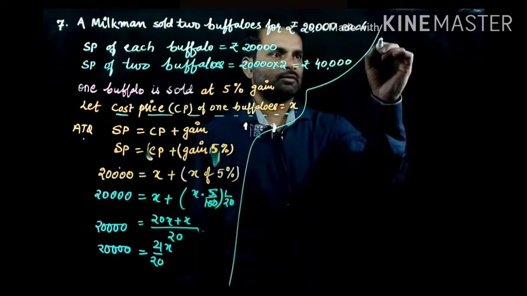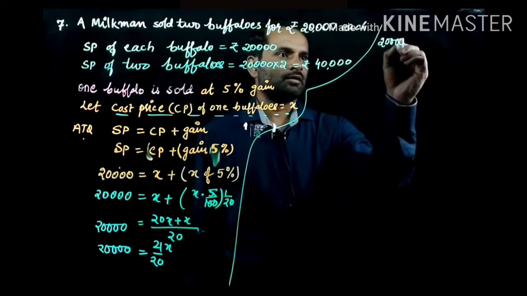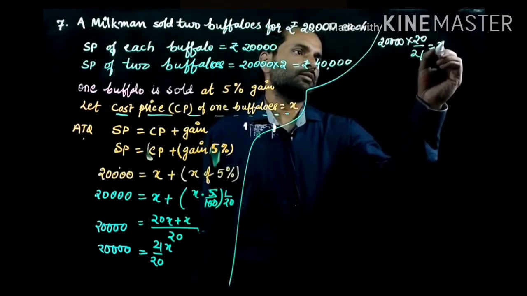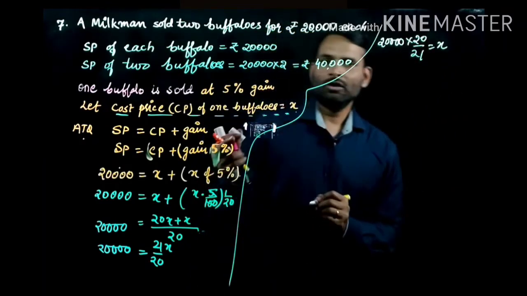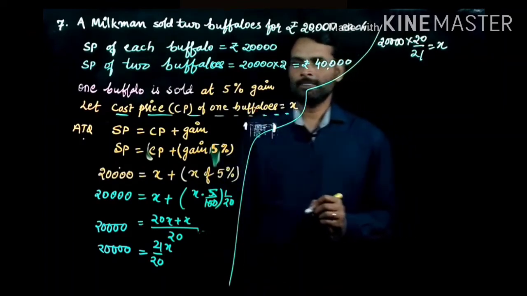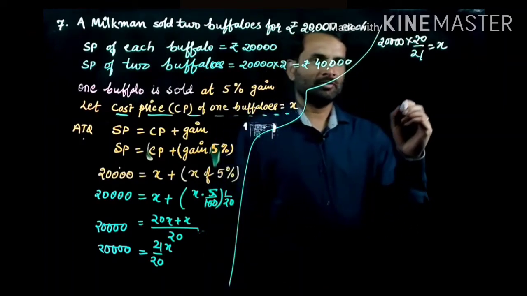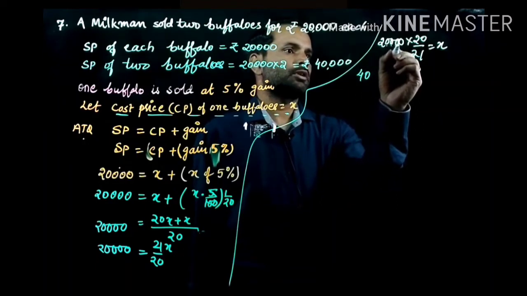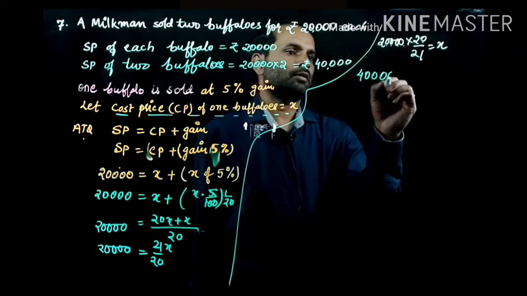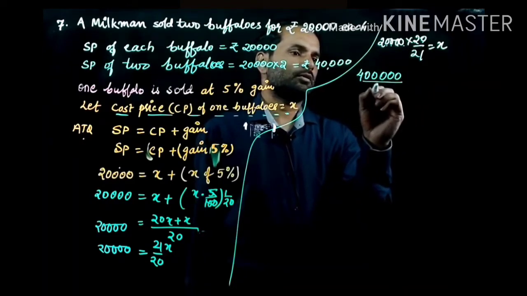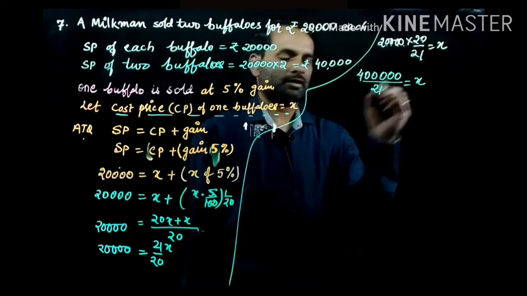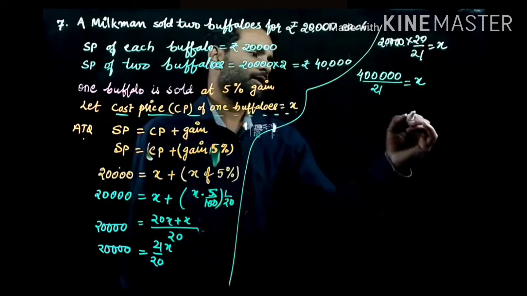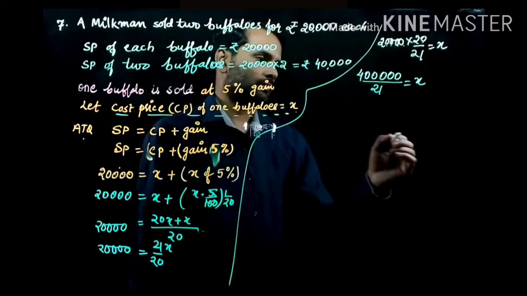x is equal to 20,000 into 20 upon 21. Here x is the cost price of the first buffalo. Then we multiply, and x is equal to 400,000 upon 21. Then we divide the number.